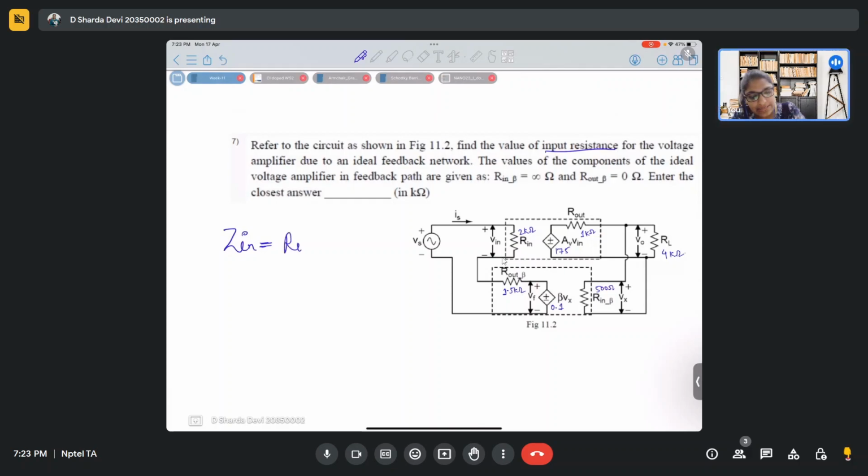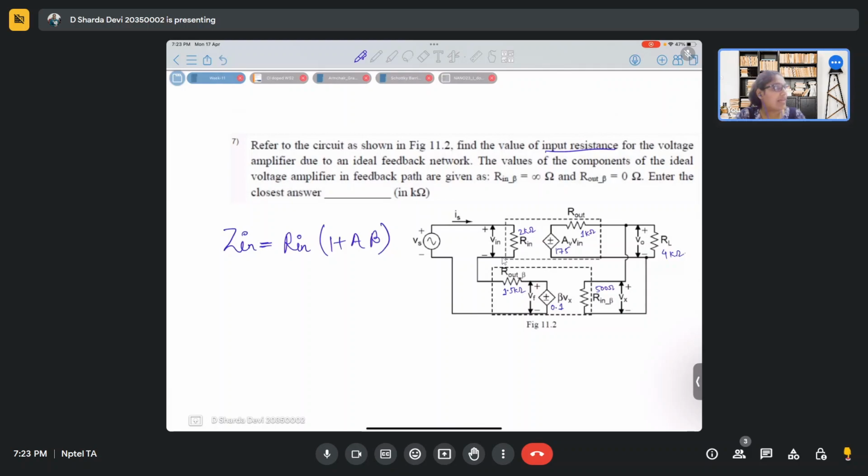So Zn will actually be Rn 1 times of 1 plus A beta, because it is voltage. For current it goes to division and for voltage it comes to multiplication. We have understood that from that thing, right? We want higher impedance or lower impedance. So now it is 1 plus A beta. But will it be A?